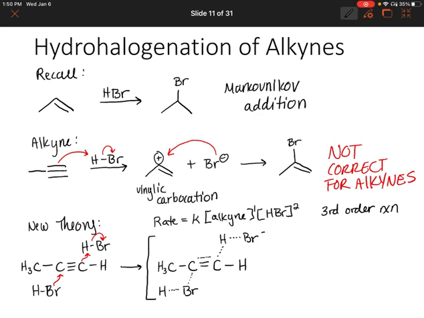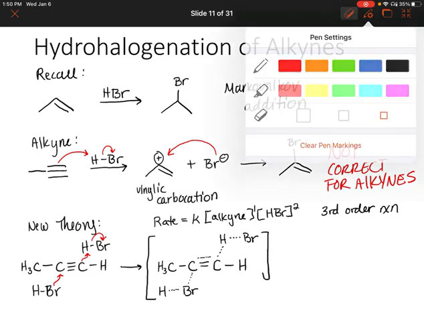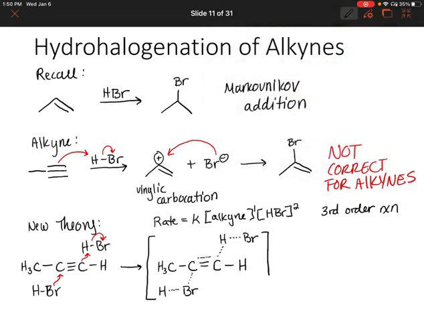So during this whole process, the more substituted carbon ends up with a partial positive charge. And really that's just due to that bromine there. So this is more stable than a fully positive vinylic carbon. So the partial positive vinylic carbon is more stable. So this also kind of verifies this mechanism.